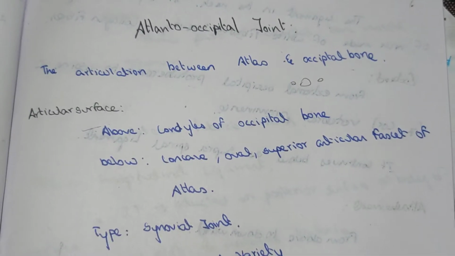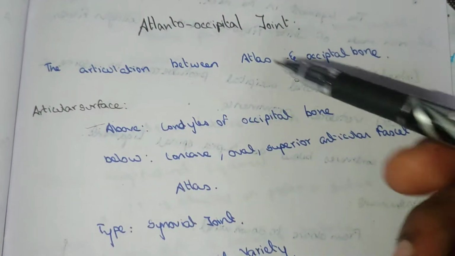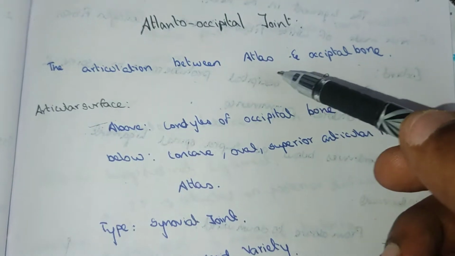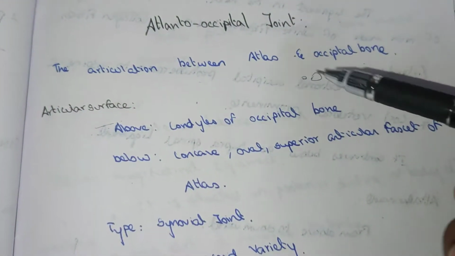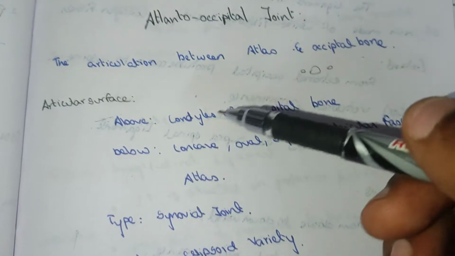In this video, we are going to see about the Atlanto-occipital joint. It is the articulation between the atlas and the occipital bone. The articulation between the atlas and the occipital bone is known as the Atlanto-occipital joint.